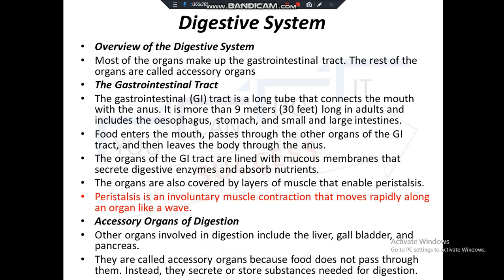Now the food enters through the mouth, passes through all these organs and eventually leaves the body through the anus. Peristalsis is the involuntary muscle contraction that helps in the movement of food across the GI tract. There are certain accessory organs involved. Food does not directly enter them, but they are involved because they secrete certain substances, enzymes or other such components which help in the digestion of the food. The accessory organs comprise the liver, gallbladder and pancreas.